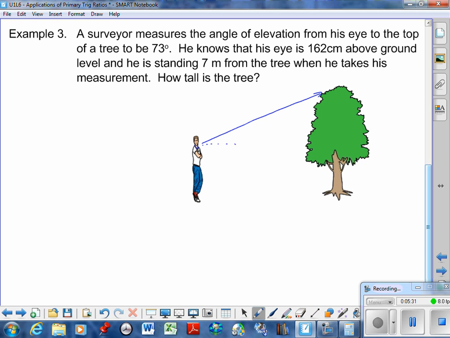So here's the horizontal. So I know this distance is 162 centimeters. And he's standing 7 meters from the tree. Draw that distance on your horizontal, okay? It makes more sense that way. How tall is the tree? So you need to construct a right angle triangle here. We know the angle in here, I haven't drawn it in, is 73 degrees.